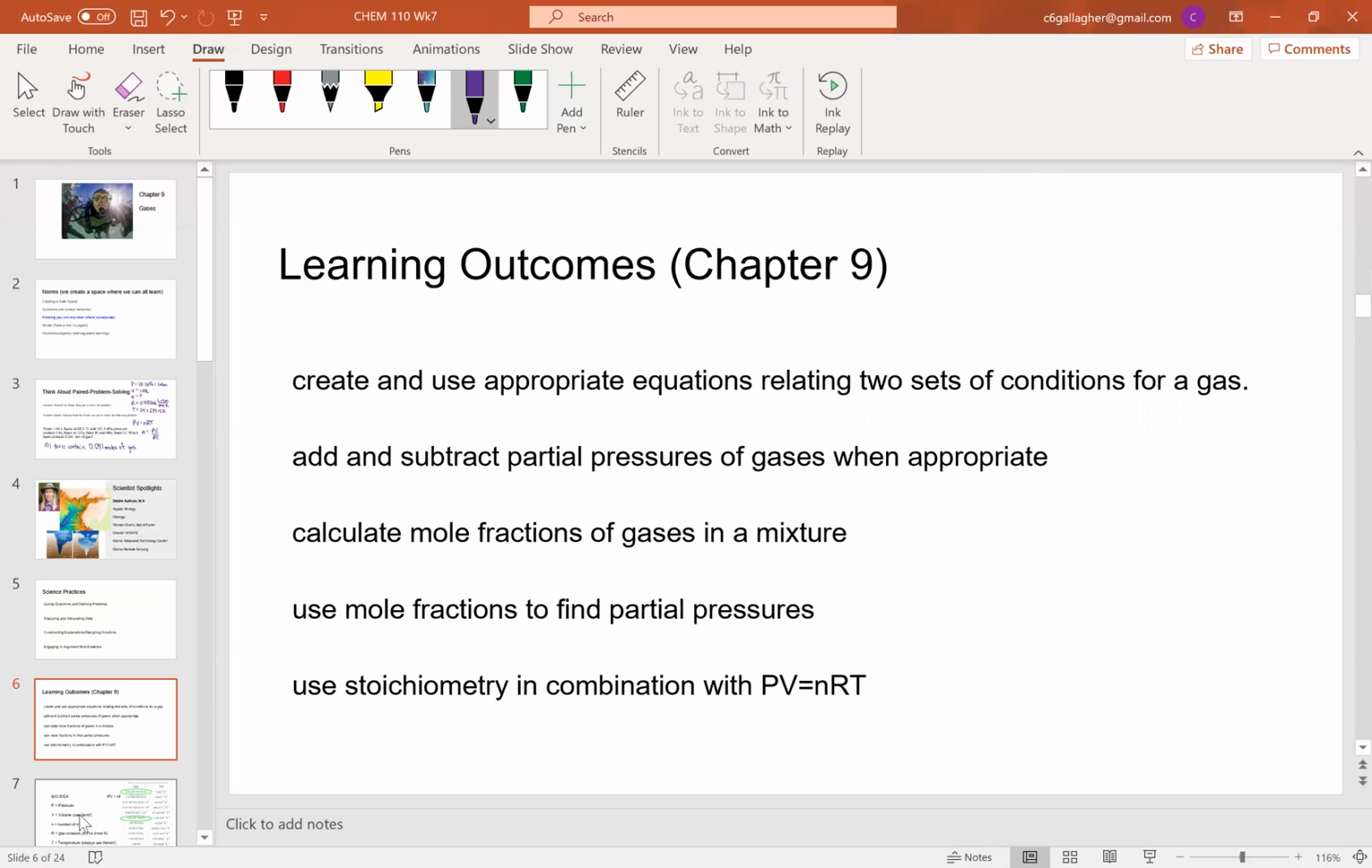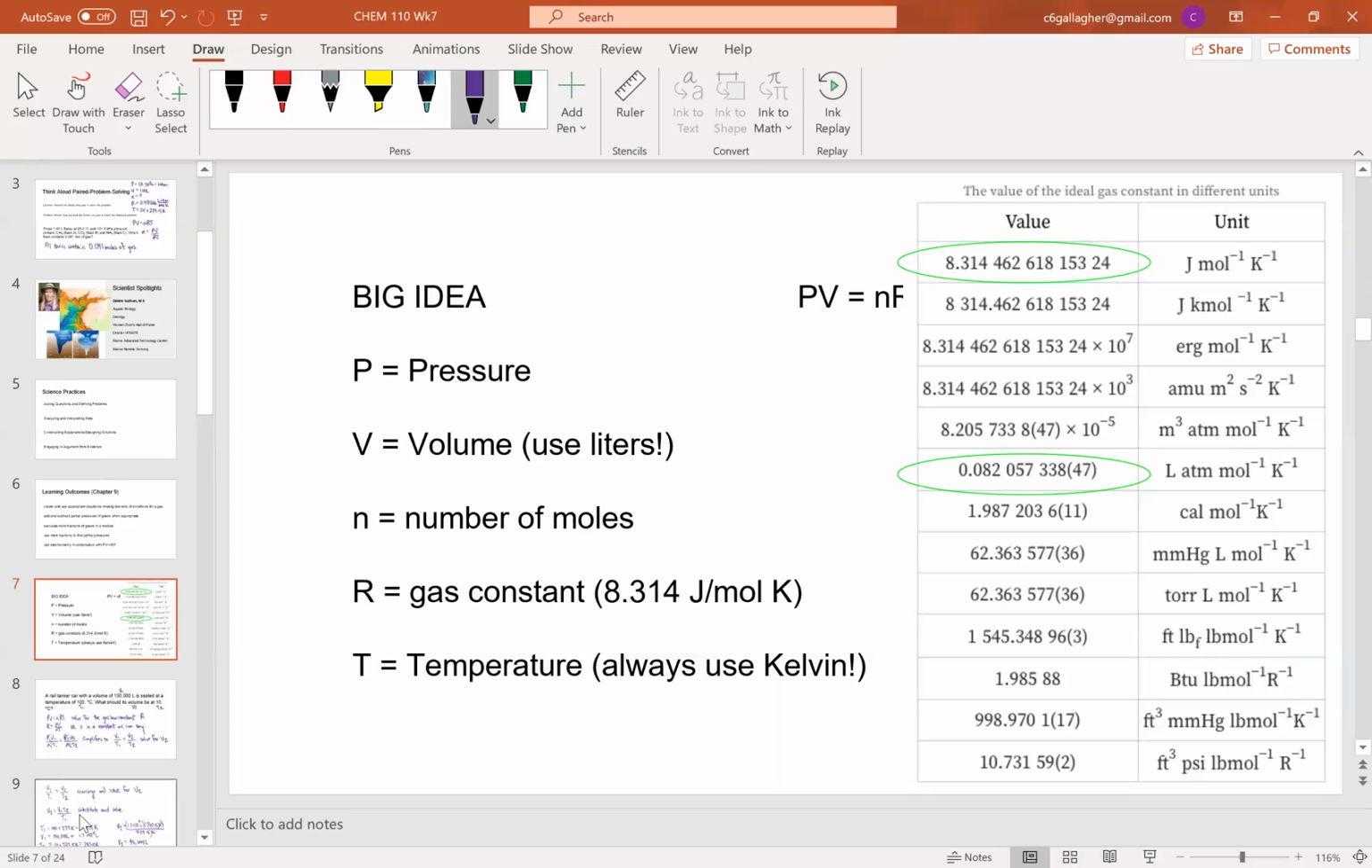nRT. As a reminder, you were given in class an equation sheet. And what's really important about that equation sheet is that you recognize that you're going to have access to the equation. So for example, you'll always have access to the equation PV equals nRT, but that's not really the most important part.